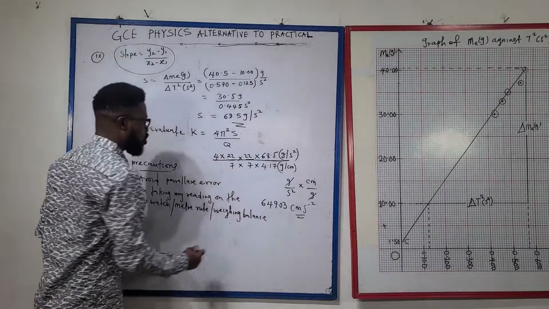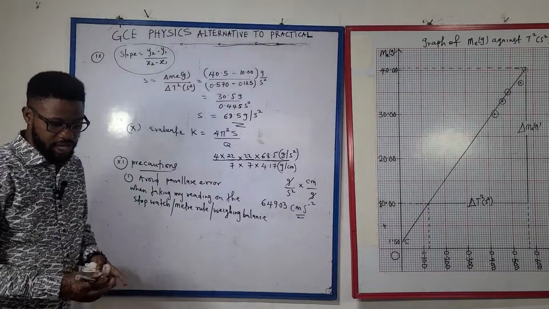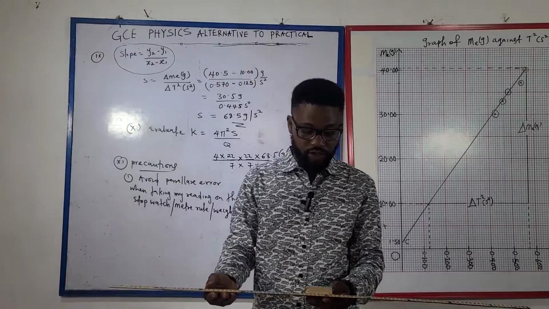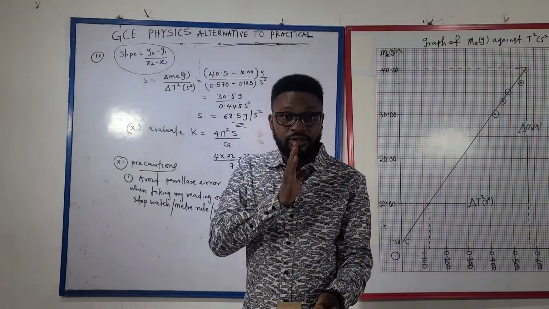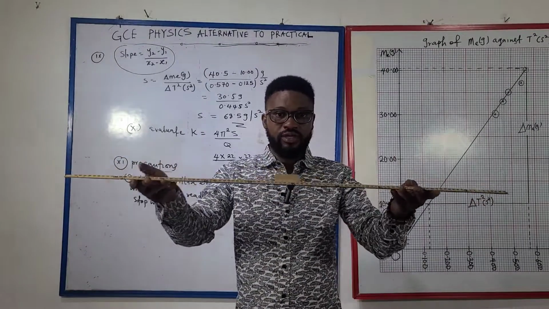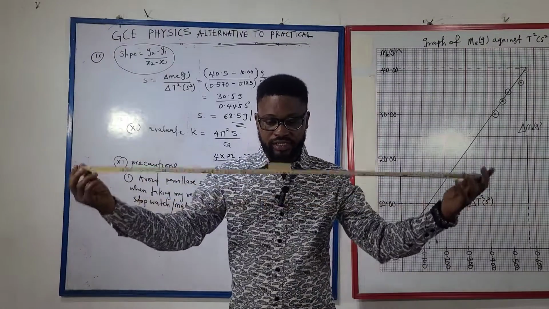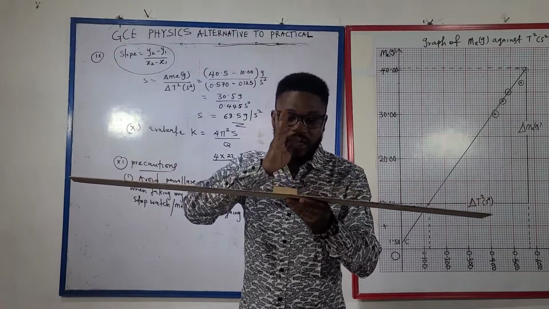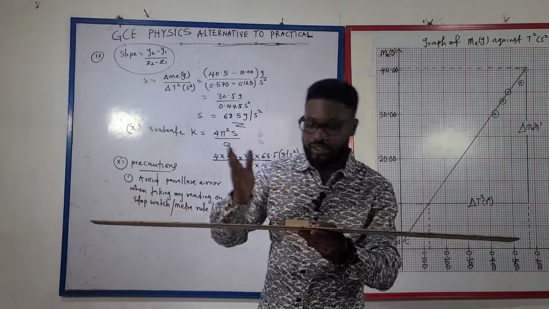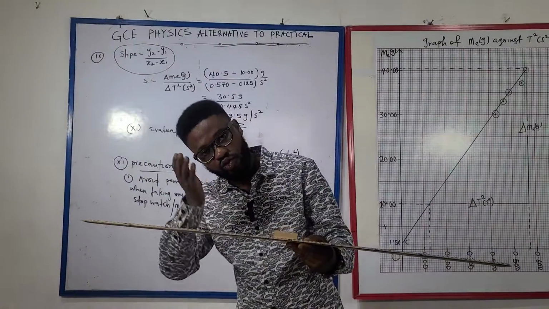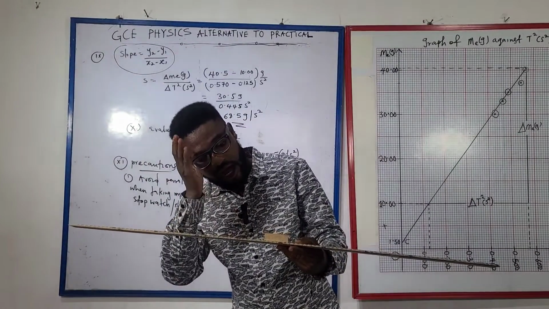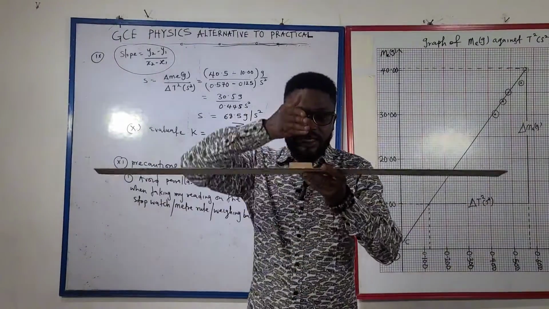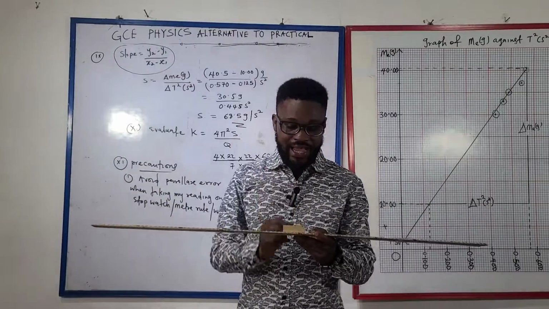When we talk about parallax error, let me just give you what that means briefly. This is my meter rule. If I want to measure something, I am meant to look at it just vertically, not sideways, as that is going to affect my judgment. You understand? I won't be able to get the precise figure, but when I look at it vertically, that way I can actually get the right figure.